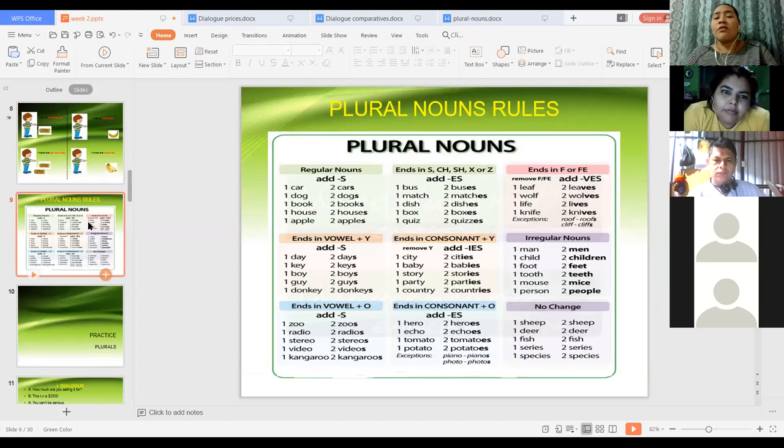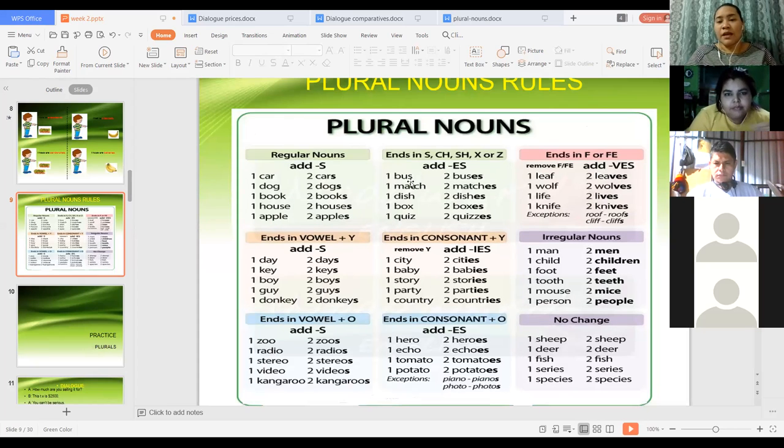Now, today, we are going to start studying the plural nouns rules. The plural nouns, they have different rules. For example, the first rule is like the rule in the simple present tense, in which you add the S at the end of the noun to make it plural, like in this presentation, right? So we have car, two cars. We are going to have the S added at the end. So every noun that you want to make plural, you need to add the S at the end.